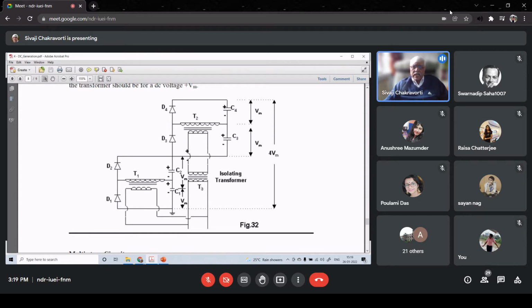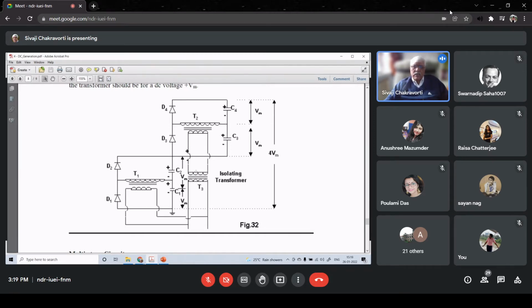So to do that, we need an additional transformer, which is called intermediary or isolating transformer T3. This is simply a 1:1 transformer. So voltage rating is same as that of the low voltage side, but the insulation between the primary and the secondary will be for 2 Vm.